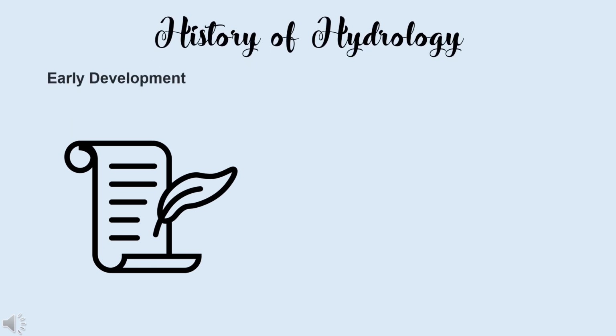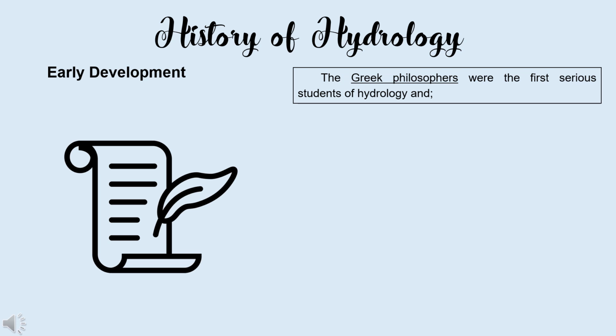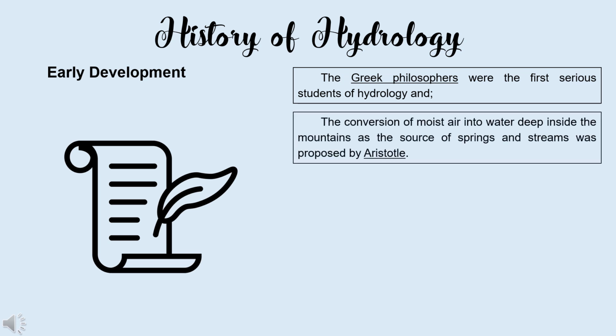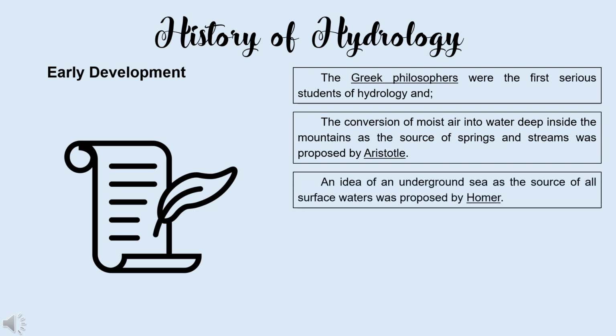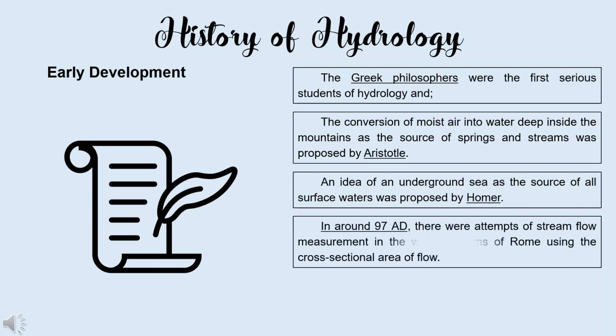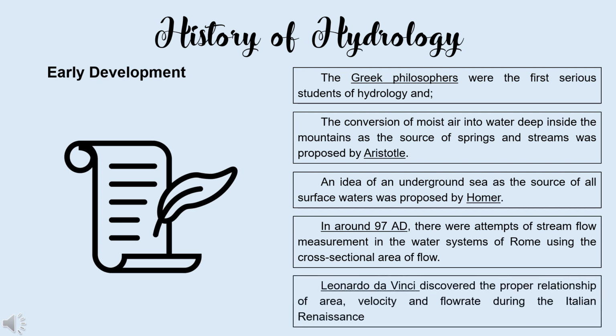The Greek philosophers were the first serious students of hydrology. The conversion of moist air into water deep inside the mountains as the source of springs and streams was proposed by Aristotle. An idea of an underground sea as the source of all surface waters was proposed by Homer. In around 97 AD, there were attempts of stream flow measurement in the water systems of Rome using the cross-sectional area of flow. Leonardo da Vinci discovered the proper relationship of area, velocity, and flow rate during the Italian Renaissance.